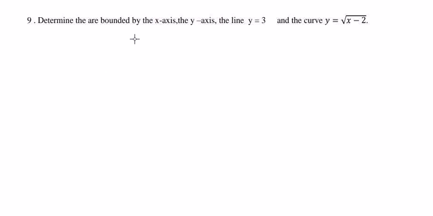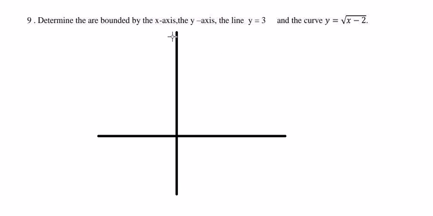The question is to find the area bounded by the x-axis, the y-axis, the line y equals 3 and the curve y equals the square root of x minus 2. We need to graph all the lines and the curve.